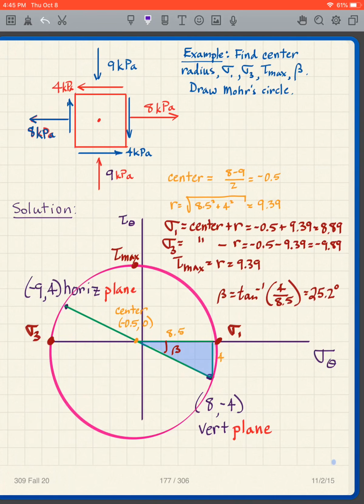On this triangle, that makes that 8.5, and this number here is 4. So the radius is the square root of 8.5 squared plus 4 squared. Sigma 1 is the center plus the radius. Sigma 3 is the center minus the radius. Tau max is the radius. Beta is the arctangent of 4 over 8.5. Done with that one.